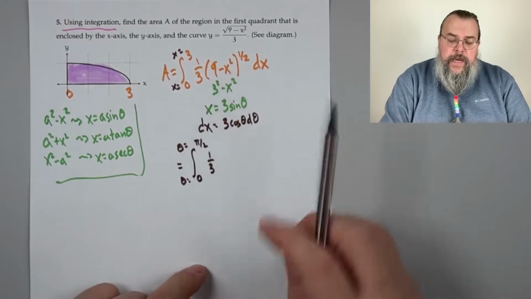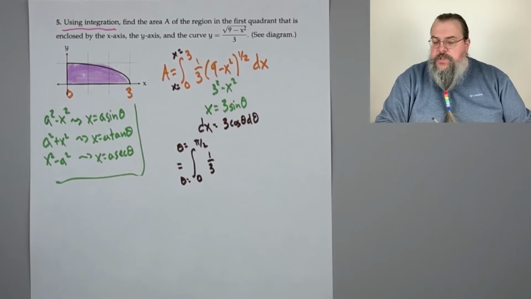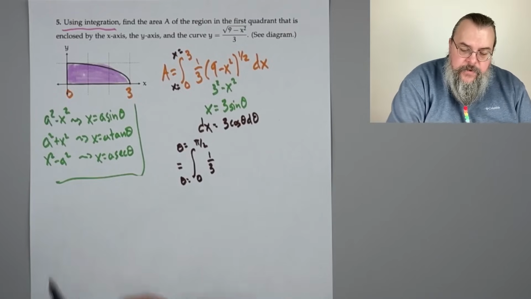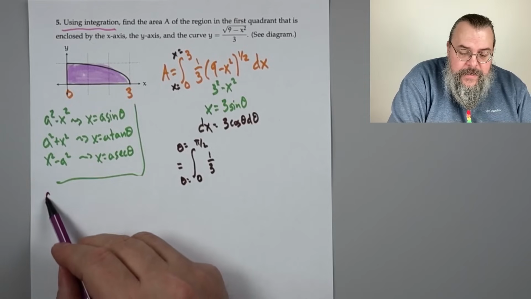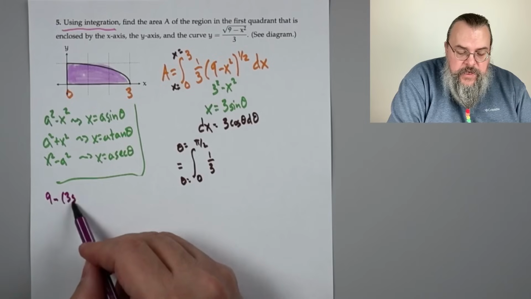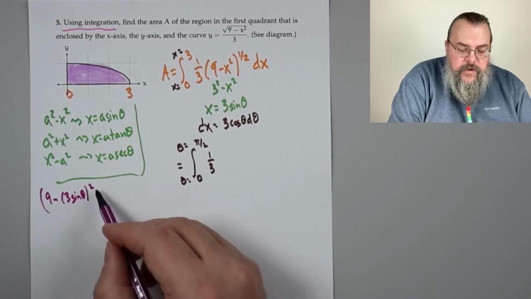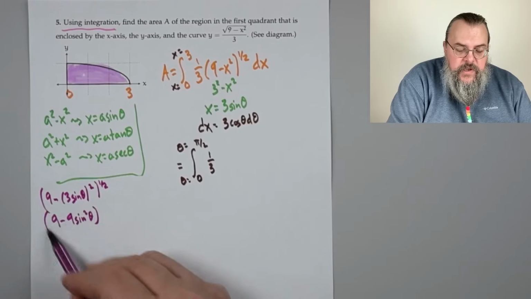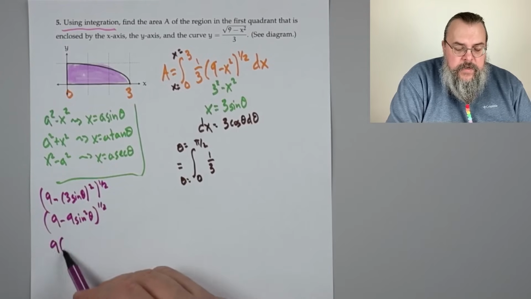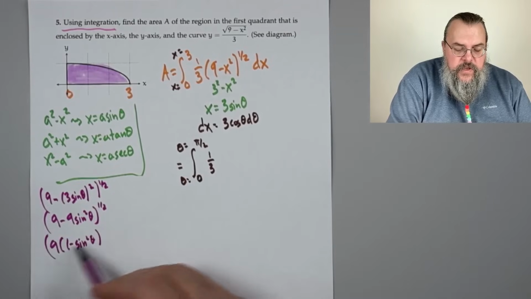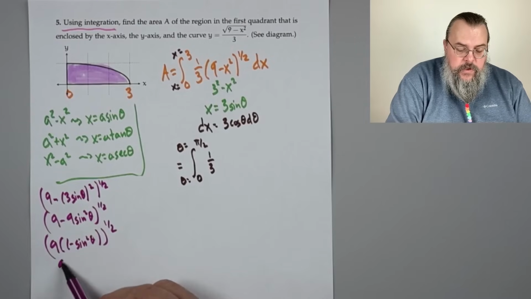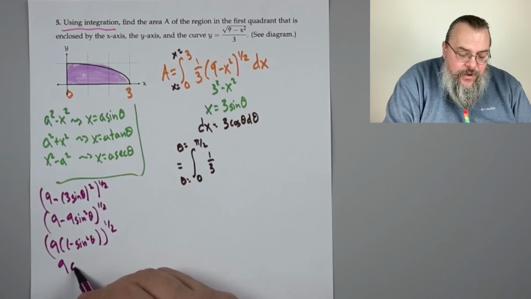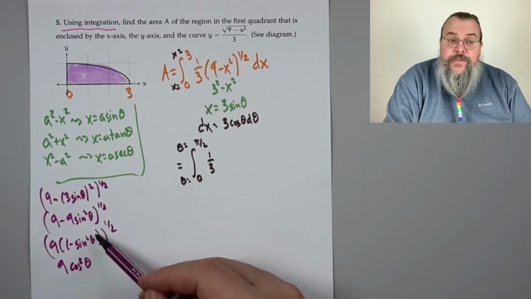9 minus x squared to the 1/2. Well, let's do that on the side. We'll switch colors. After all, I've been using the same color now for 15 seconds. I better switch. Otherwise, disaster might follow us. So 9 minus 3 sine theta squared to the 1/2. So this is 9 minus 9 sine squared theta to the 1/2. Well, that's 9 times 1 minus sine squared theta to the 1/2. Or 9 and 1 minus sine squared is cosine squared. That's the whole reason we're doing trig sub, so we can do this step.